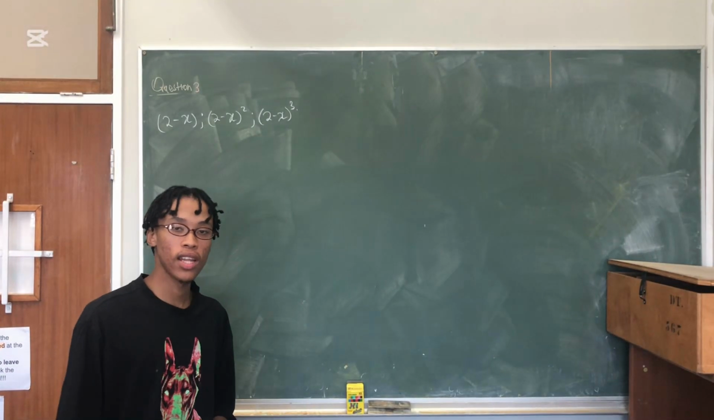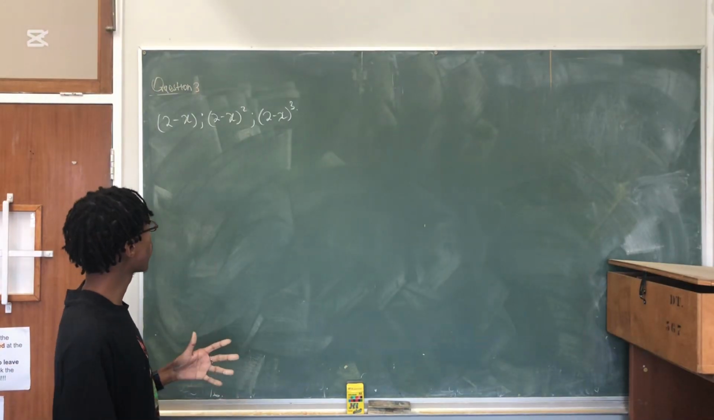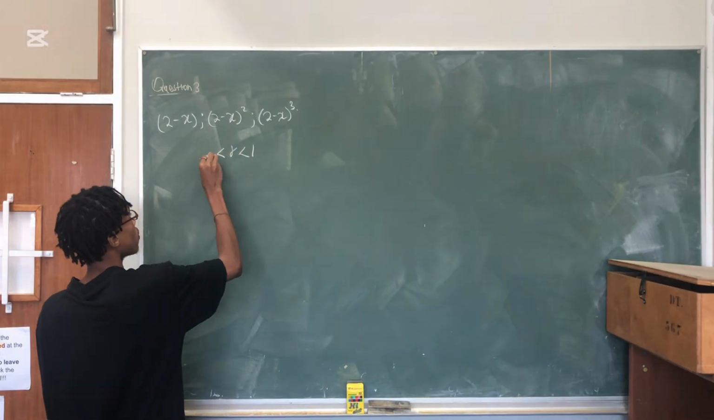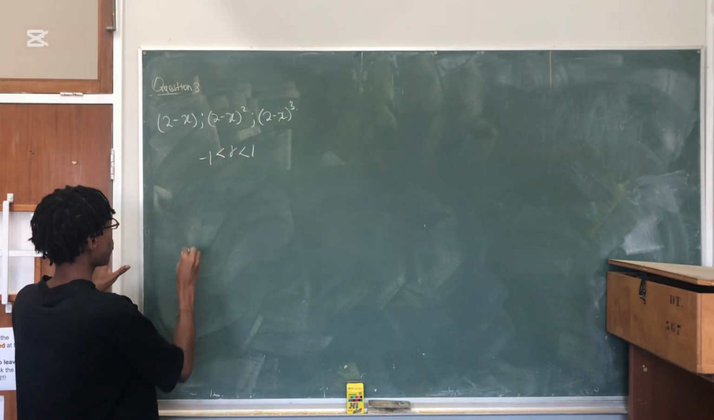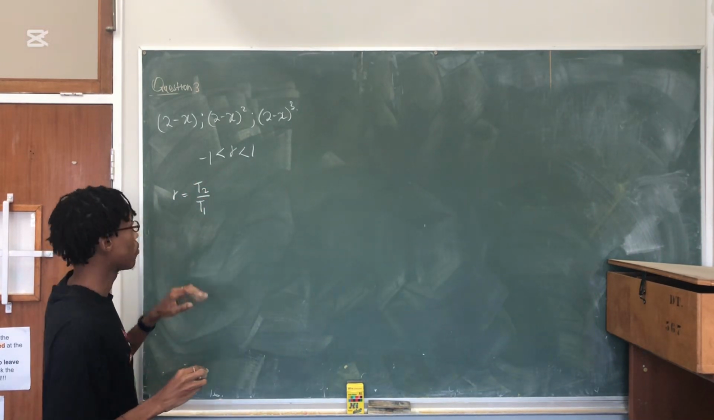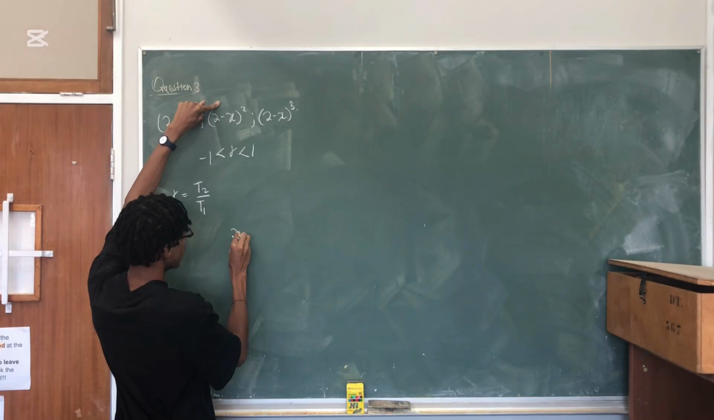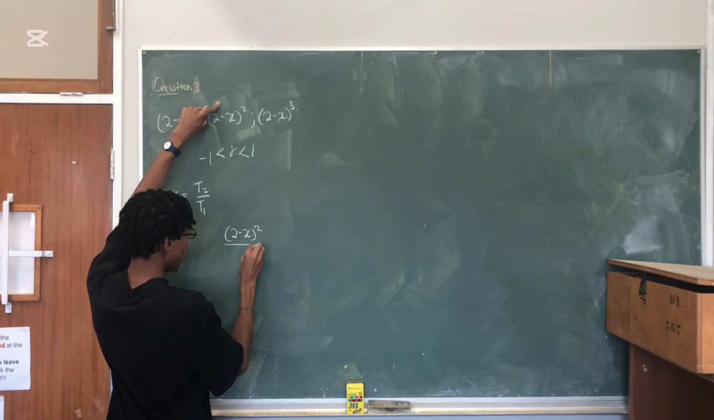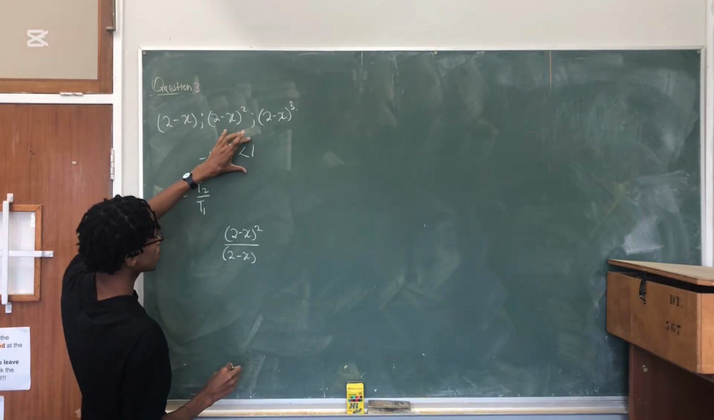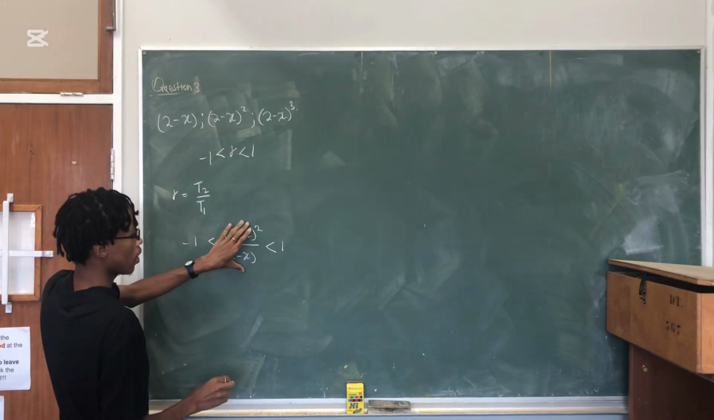For this question, we are told that we need to find the ratio of this sequence that will allow it to converge. In a geometric sequence, we know that the sequence will only converge if our ratio is less than 1 but greater than negative 1. So remember, our ratio is equal to the second term over the first term. What's our ratio? Take the second term, 2 minus x squared, over 2 minus x. But this ratio, we want to put in this inequality to be less than 1 but greater than negative 1. Remember here, we're finding the ratio.